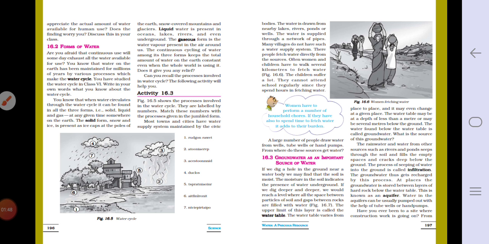Now what is given here? First thing, the picture is given of the water cycle. The words are given in the jumbled form that you have to write in the proper way. Numbers are shown in the figure. Do that first. So for that, see here page number 196, figure number 16.5. So what is given there?